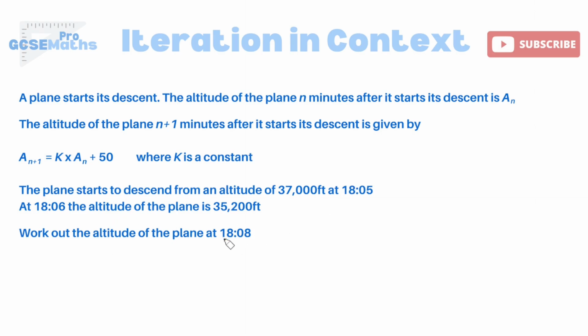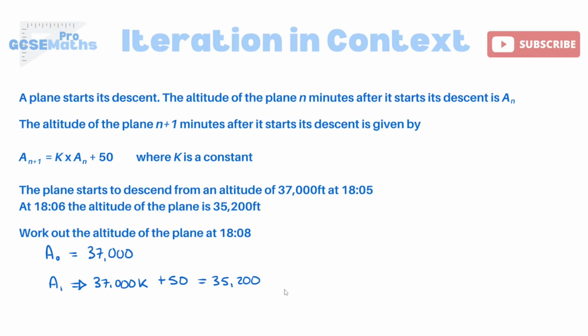So first of all, before I can work out A1, A2, A3 and so on to get to 1808, I actually need to know what k is. So I'm going to just set up two equations. The starting value is 37,000 feet, isn't it? That's our starting value. A0 is 37,000 feet. You can lay it out as you want, you don't have to write it exactly like this. A1, so 1 minute later, which is the 1806, is equal to doing the previous amount, 37,000 feet, multiplied by k, plus 50. But I actually know what that equals. That does actually equal 35,200 feet.